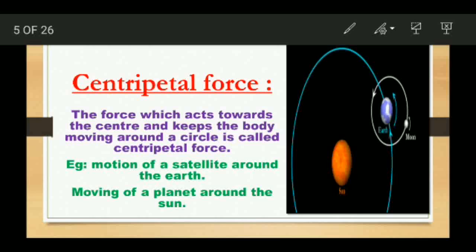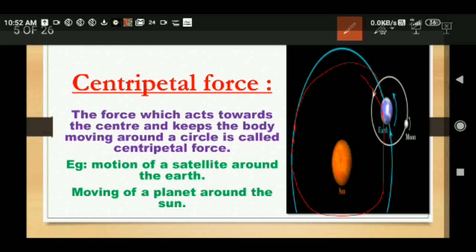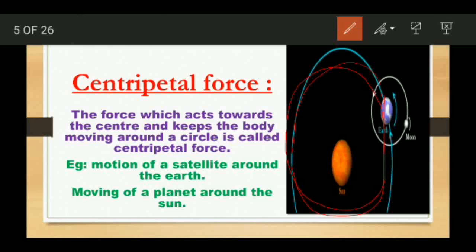Let us understand what is centripetal force. The force which acts towards the center and keeps the body moving around a circle is known as centripetal force. So it is the force with which an object is moving around the sun in circular path, in circular motion, and this centripetal force acts towards the center of the earth. The examples are motion of satellites around the sun and motion of planets around the sun.